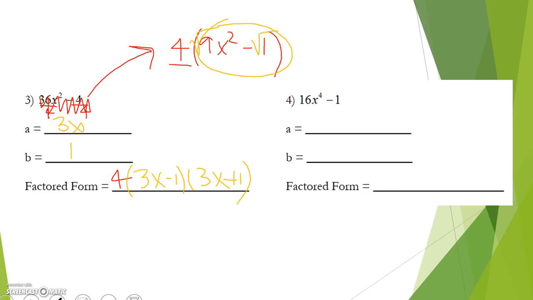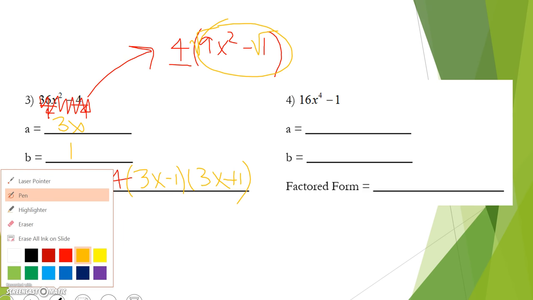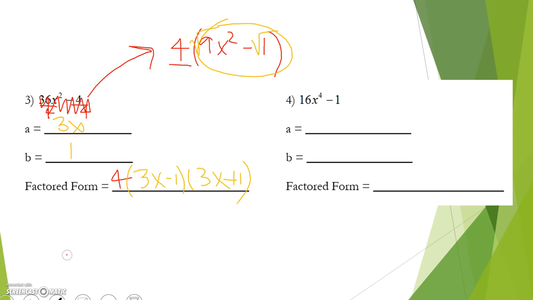Done. All right, number 4, it doesn't have a GCF, so I'm going to see if I can square root that. Now it's x to the 4th, so it's a little weird. When I square root that first term, the square root of 16 is 4, and the square root of x to the 4th is x squared, because x squared times x squared is x to the 4th. So that's where I get that. And then I square root the 1 and I get 1. So I fill it in.